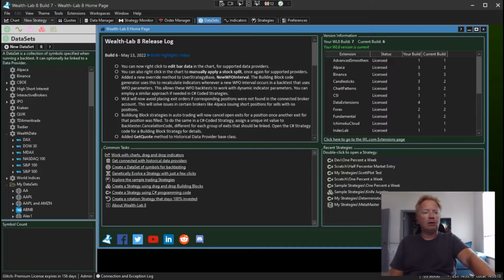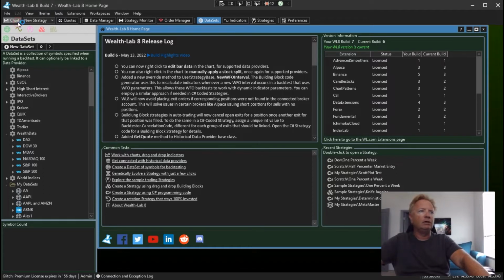Today, we're going to talk about what's new in WealthLab 8 Build 7. So let's get started. The focus of Build 7 was improving WealthLab 8's auto trading capability. And we addressed three major areas in WealthLab 8's auto trading. First is signal pruning. So let's see how we might demonstrate this one.